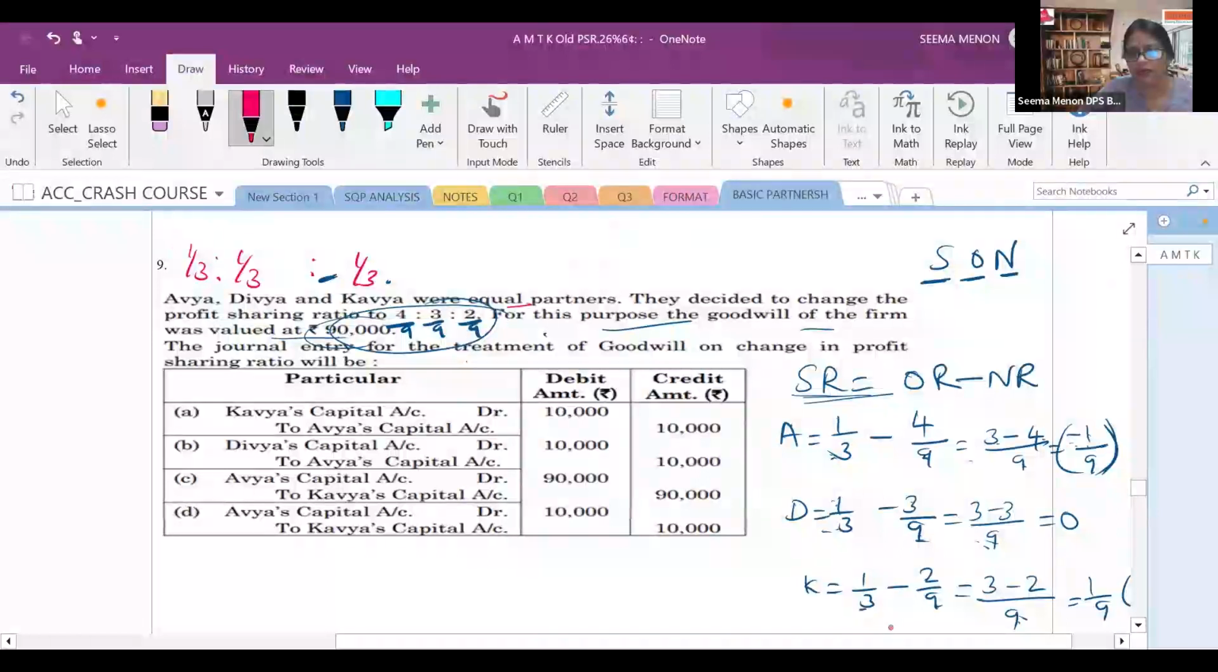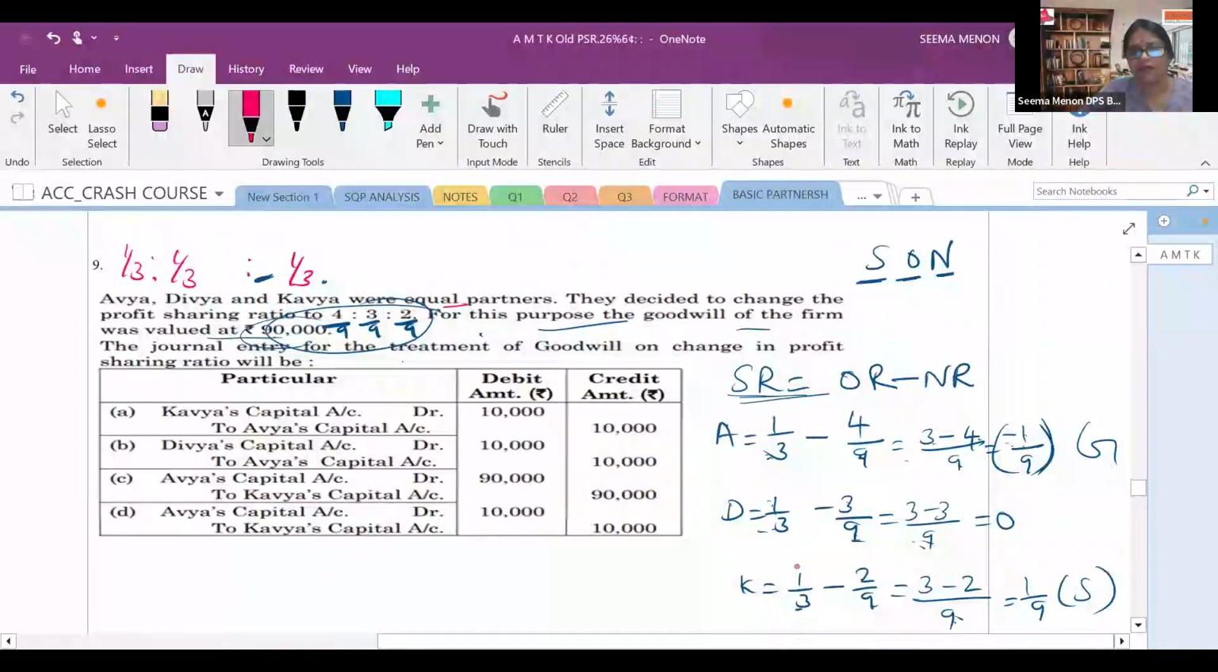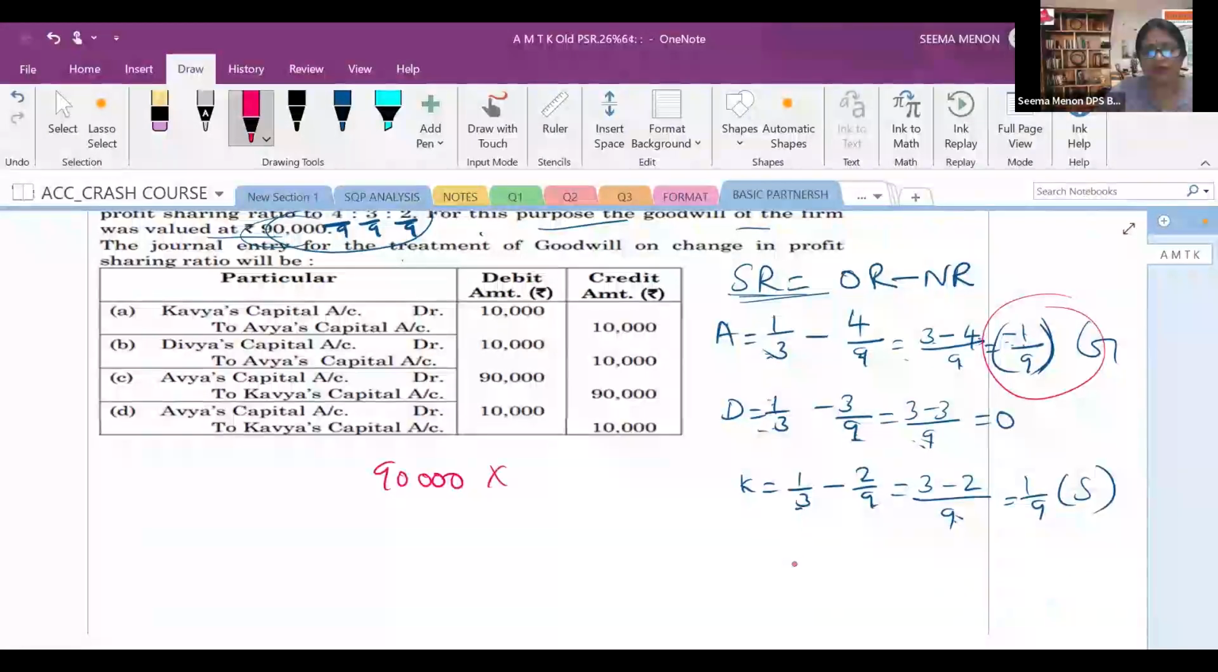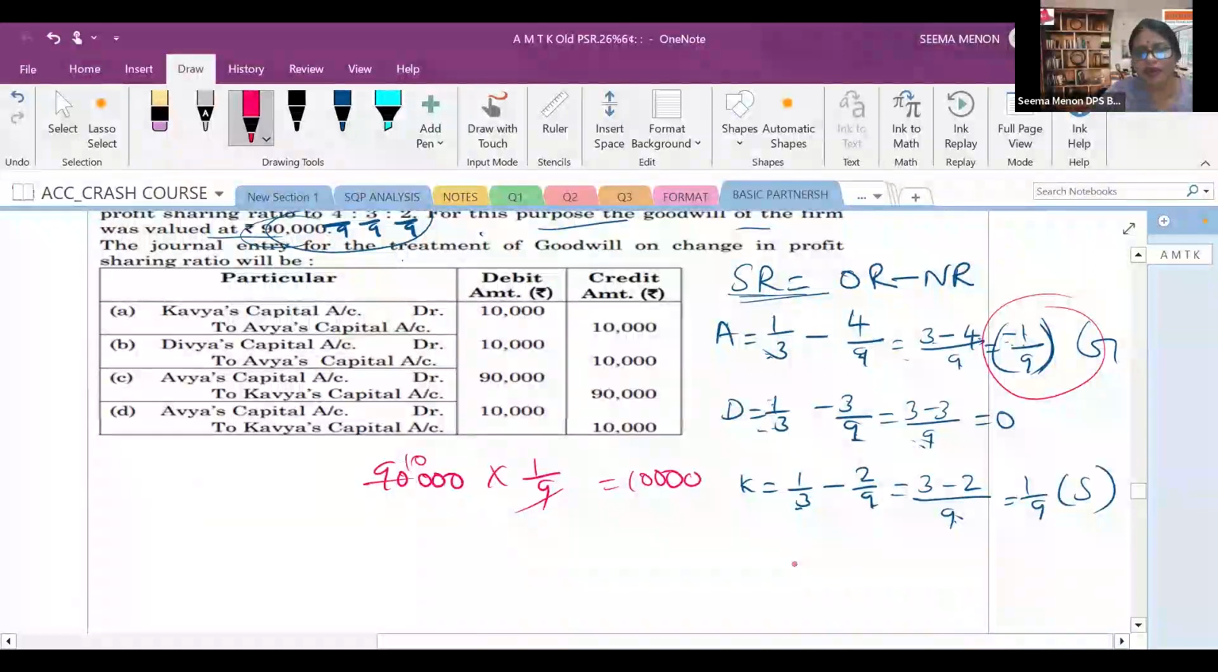Now how to solve it? Let's do this again. Goodwill amount is 90,000. So take out 90,000. 90,000 के ऊपर 1/9 find out करो. So how much do you get? 10,000.